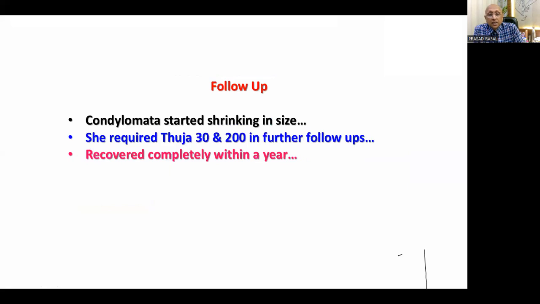She required Thuja 30 and 200 in further follow-ups. Nearly about 1 year was required for all those things to fall off. It disappeared gradually, and she completely recovered with Thuja 30 and 200. I never had to go to higher potencies because it was a local affection over there.